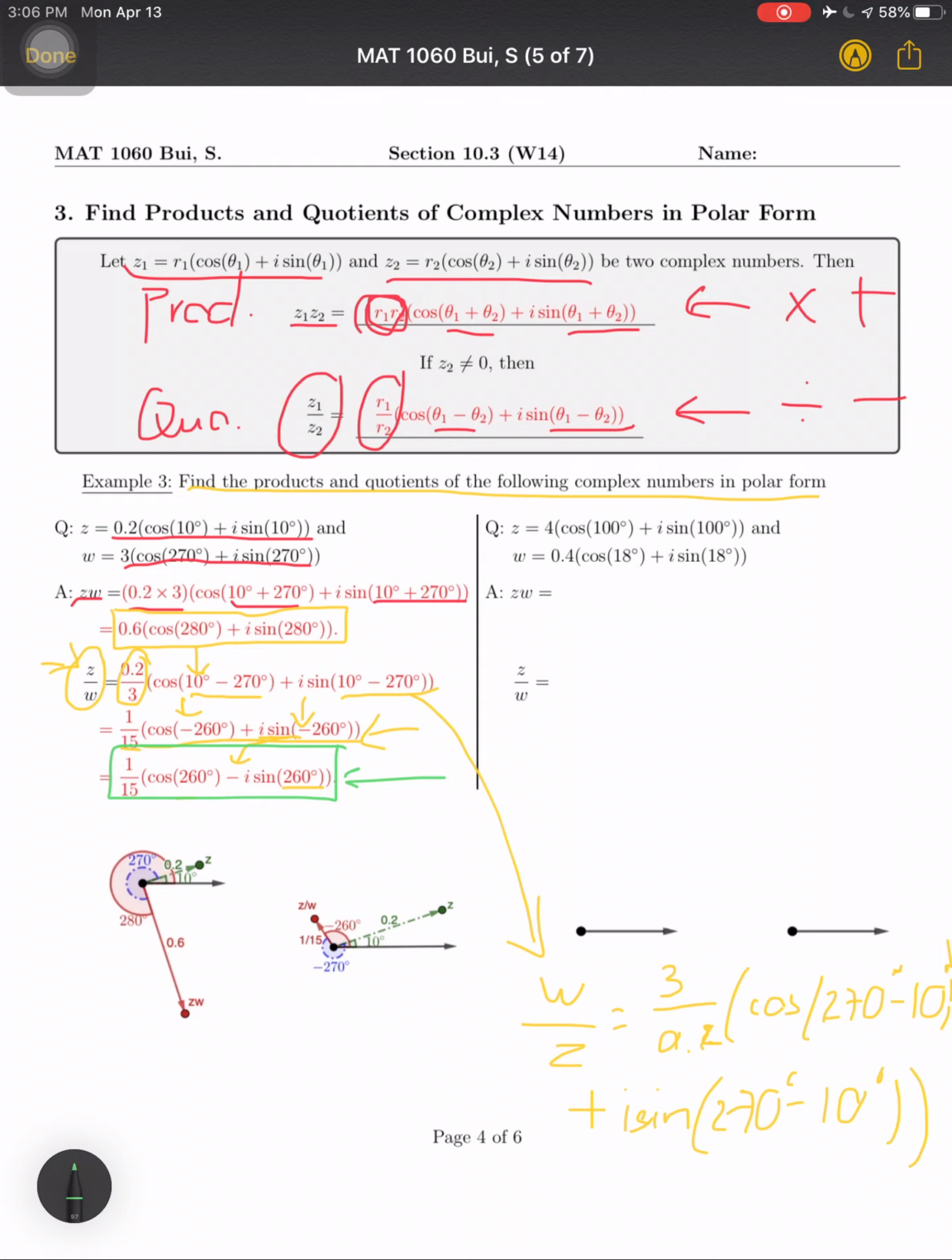And as for your try problem, again, this one is your first complex number, and the other one is your second complex number. So all you have to do is find the product of them, and then find the quotient of them in this order, okay? If I ask you to do w divided by z, you would do it. But in here, I'm asking you to find z divided by w. That's why we have to stick with this order in here, okay?